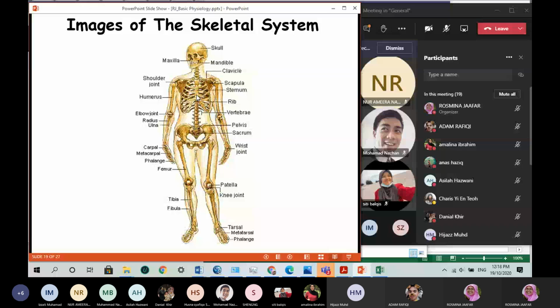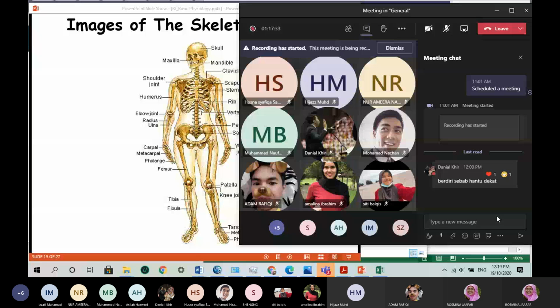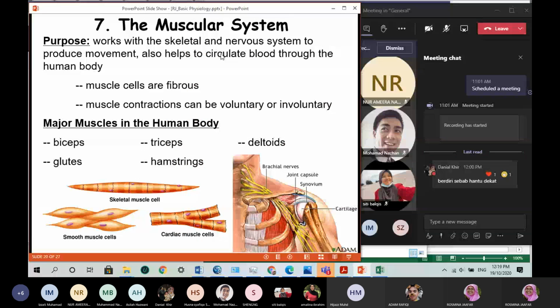Okay, the next system is the muscular system. Muscles are always attached to the bones. So muscles work closely with the skeletal system. And the controller of the muscle is the nervous system. So we cannot avoid the nervous system interacting with the skeletal system and the muscular system. It allows movement.